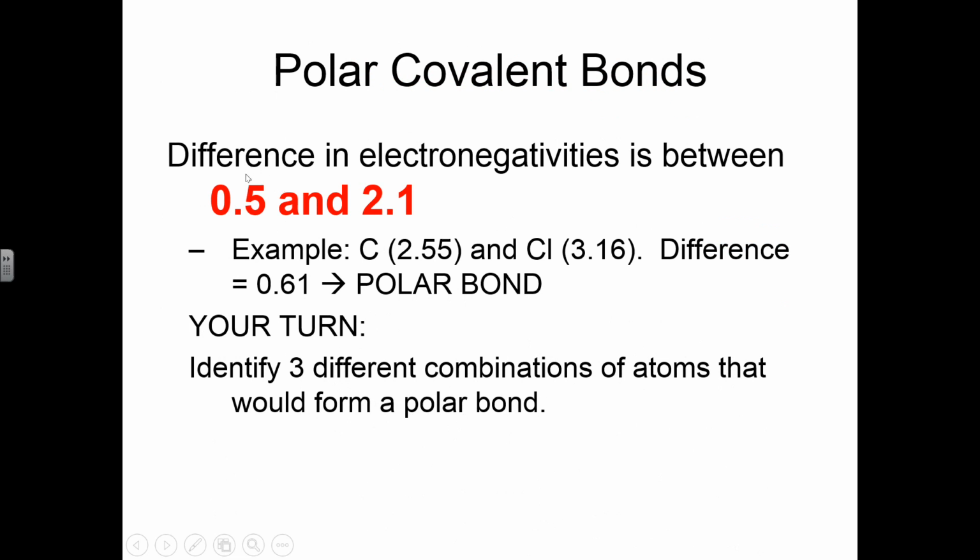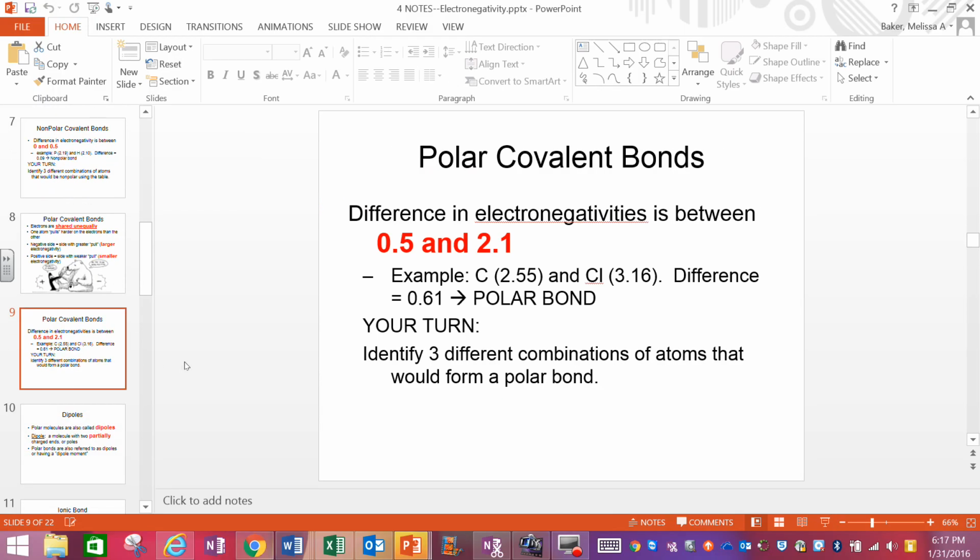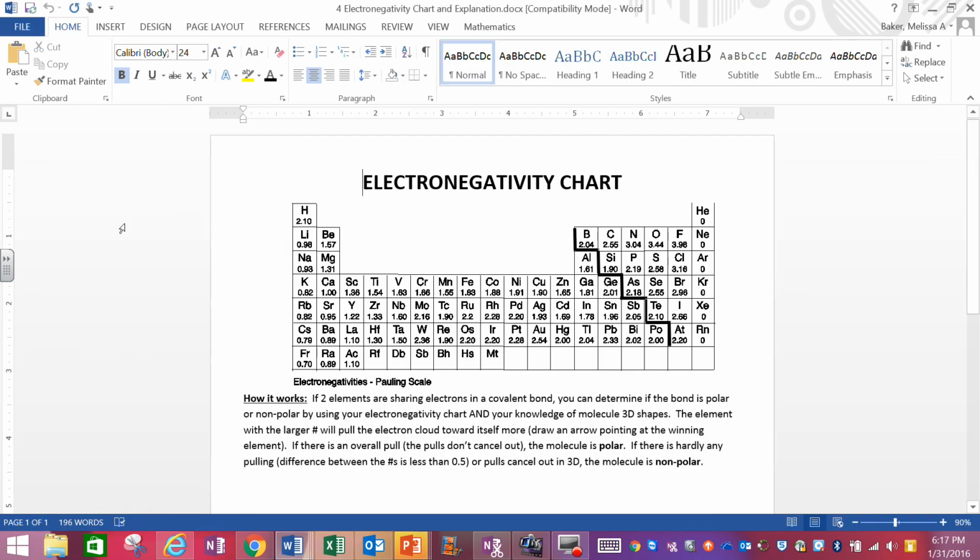Example, how about carbon and chlorine? Two nonmetals, their difference is 0.61. So this is not a perfect range, but if the difference in electronegativities is somewhere between 0.5 and 2.1, now that's an unequal sharing. So let's go back to our chart and see if we can find a couple more examples. How about carbon and fluorine? That is bigger than 0.5, so that would be an unequal sharing.